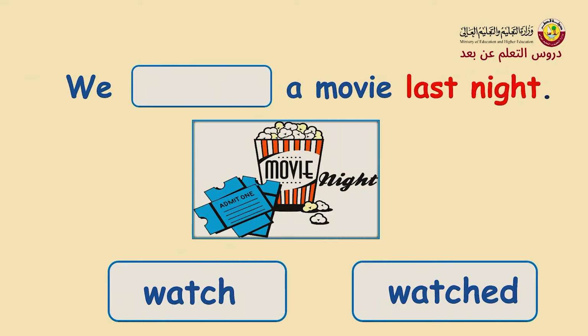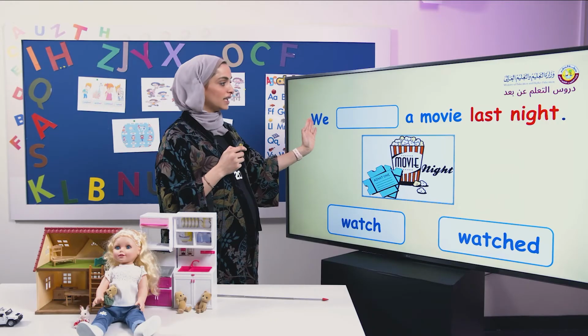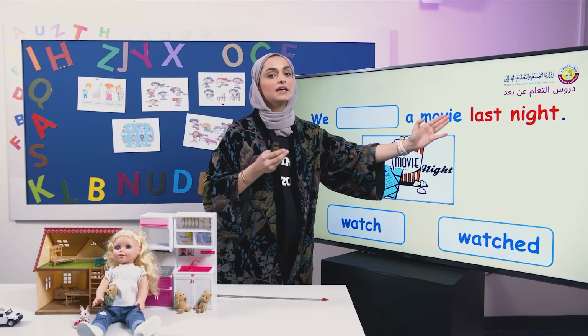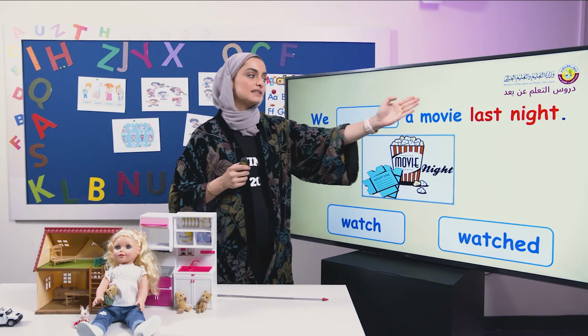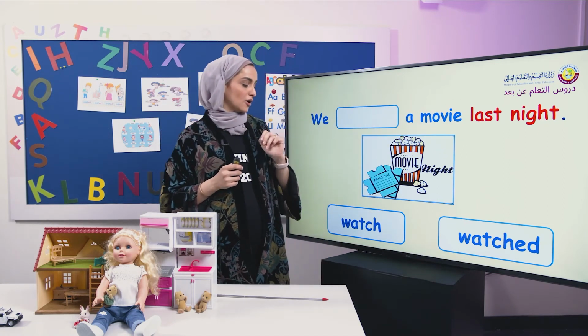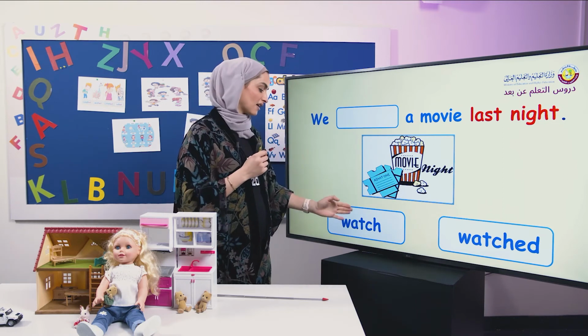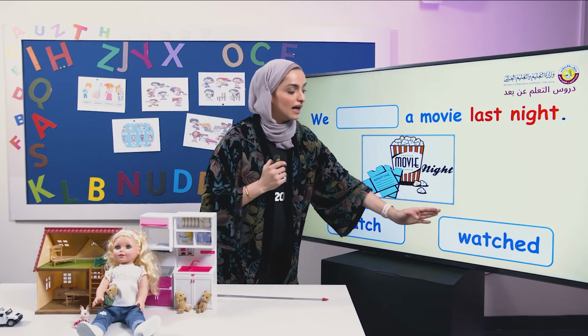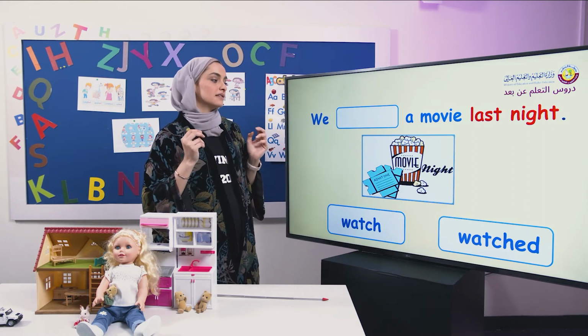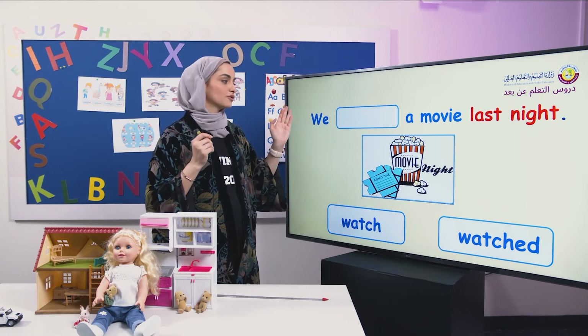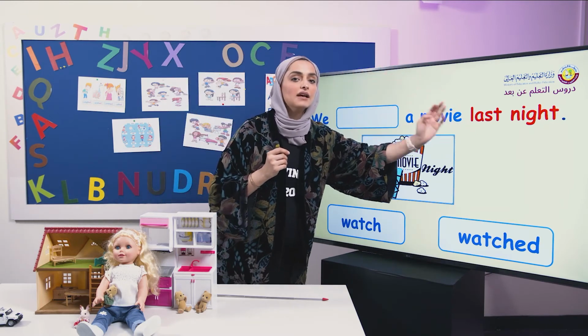Look here. Let's read the sentence together. We a movie last night. Let's have a look at our keyword. It is last night. What about the verbs? We have watch and we have watched with ed. Let's remember what we have to put with last night.